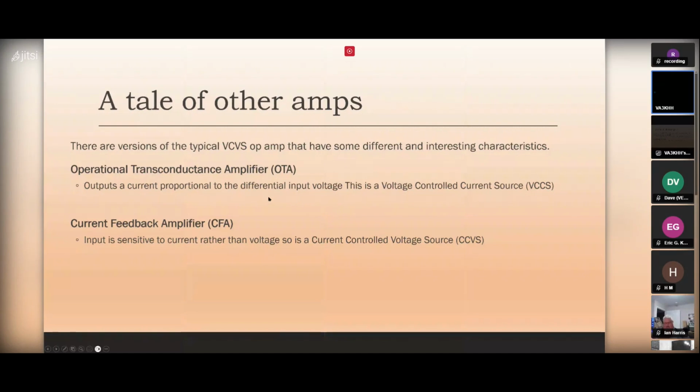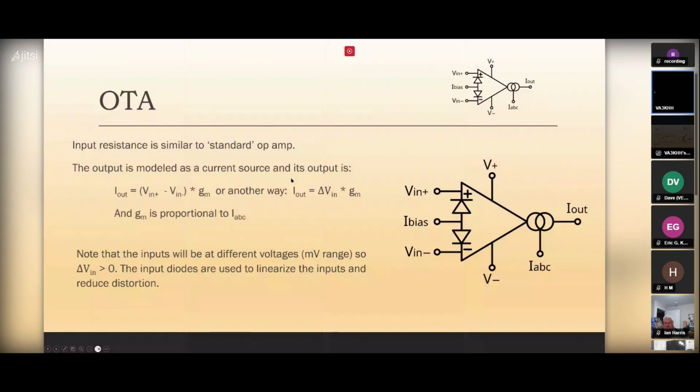On an OTA amplifier, it's a little bit different. First of all, it starts as a standard op-amp. Just ignore these diodes here for a minute. But the output is modeled as a current source. So the I out is equal to the differential voltage times GM, or the transconductance, right? So many amps per volt. Or I out is the delta V in, so these two here, times GM. And GM is controlled by this current that you inject here.